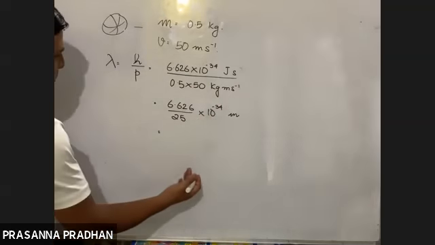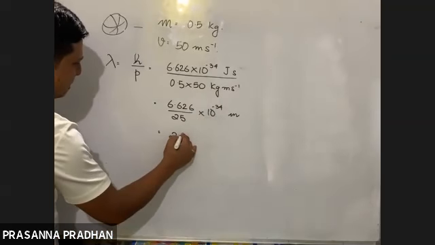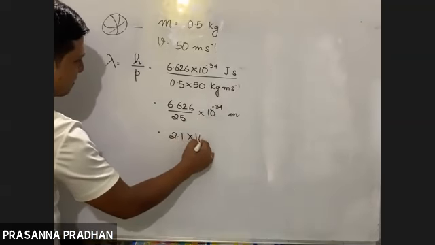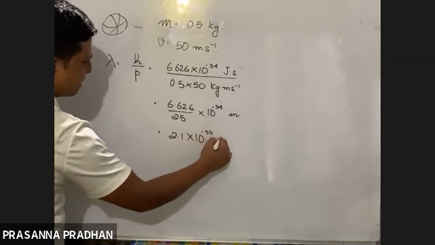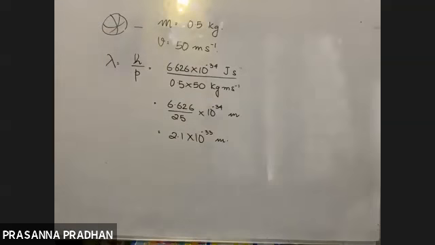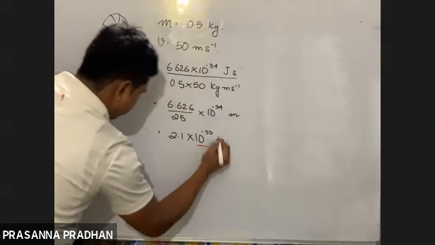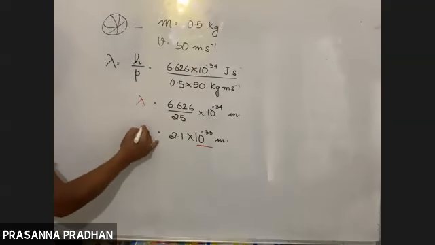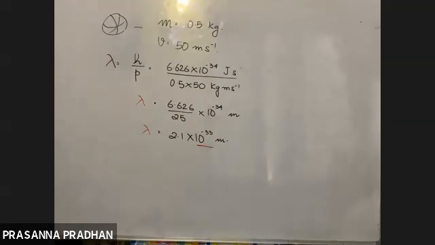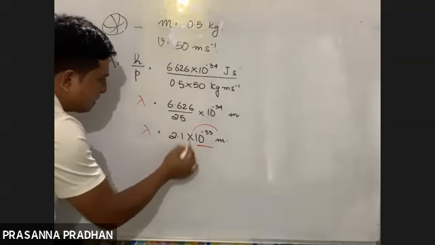Say 2.1 into 10 power minus 33 meter will come, right? Now let us see. What is this number? Is it very small or very big? 10 power minus 33, is it a very big number or a very small number? Forget about this. Look at this.